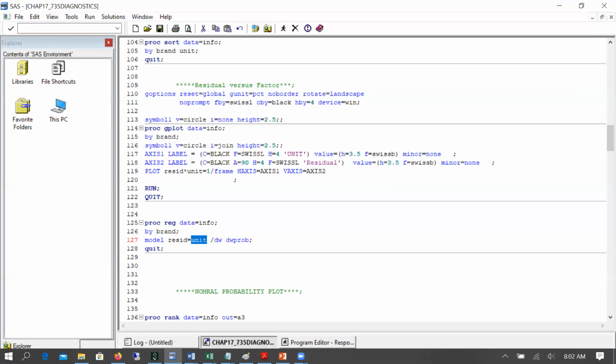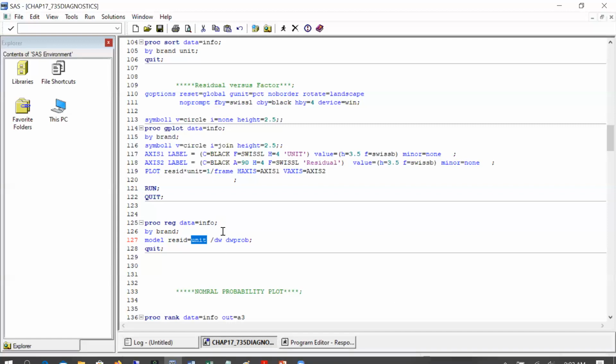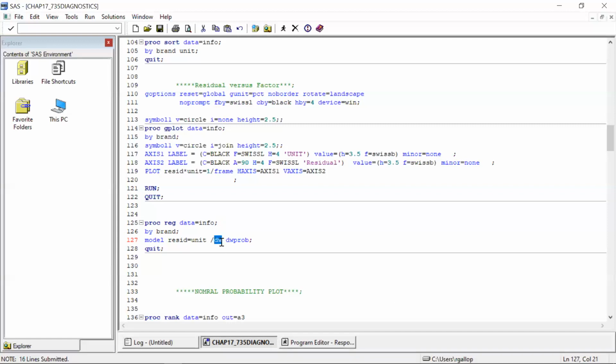Now I don't care anything about the output of that proc reg except for the output being generated by DW, the Durbin-Watson statistic, and DW prob, which gives us the most important, the p-value of the Durbin-Watson statistic. Let me go ahead and run this through and show you guys this.